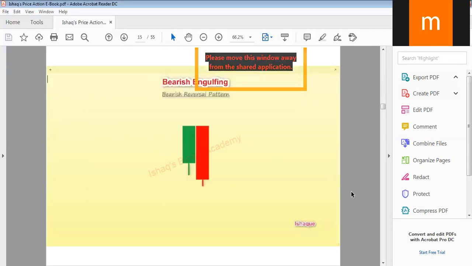After this, look at the bearish engulfing. It is the same concept as the bullish engulfing, but you follow it in the uptrend, and after the uptrend this pattern will come and go.